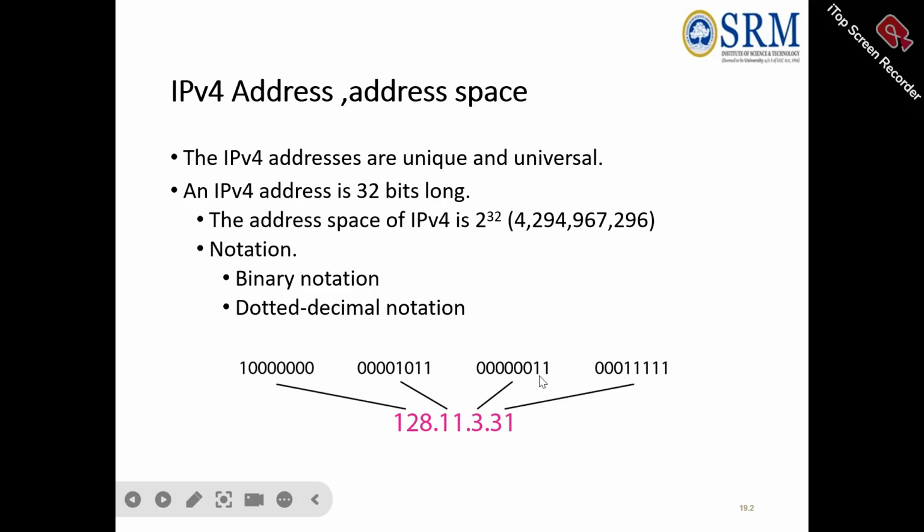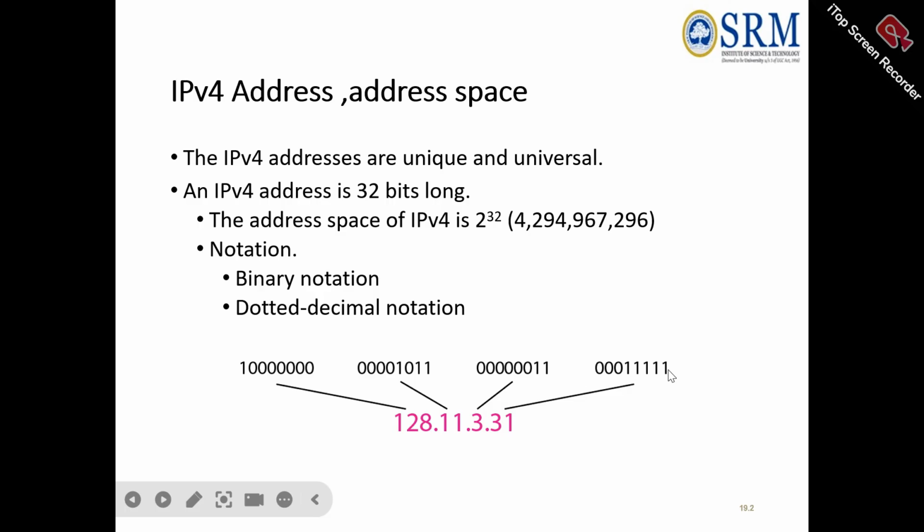Similarly, in the third octet, the 1s are placed in the last 2 bits, that is 2 to the power 0 and 2 to the power 1. 2 to the power 0 is 1 and 2 to the power 1 is 2. So 2 plus 1 is 3. The third octet is converted into 3.